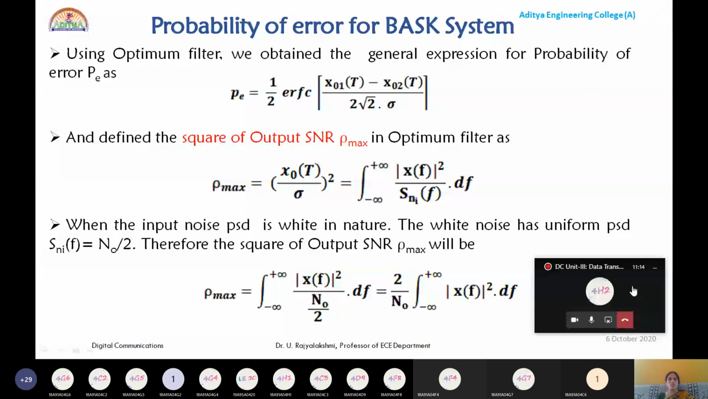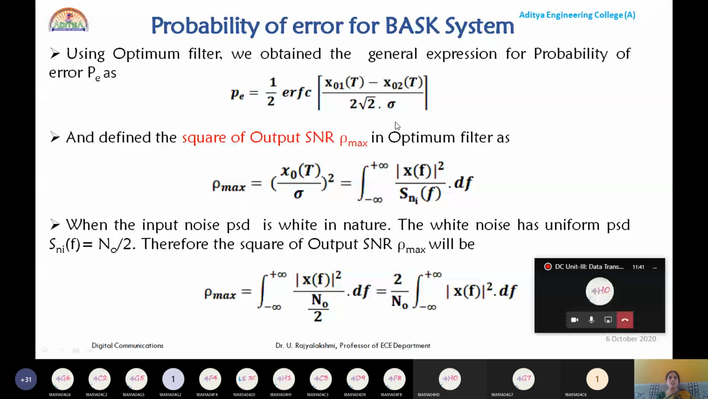Student: Ac cos omega ct, ma'am, for x of t equals 1, and 0 for x of t equals 0, ma'am. Okay, very good. Can you write the amplitude of the carrier in terms of power dissipated per symbol? Student: Yes, ma'am. Ac equals root over 2 Ps. Okay, thank you.